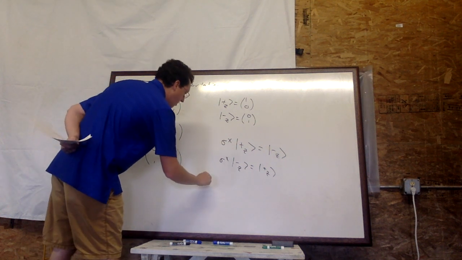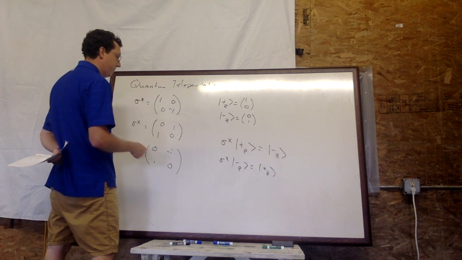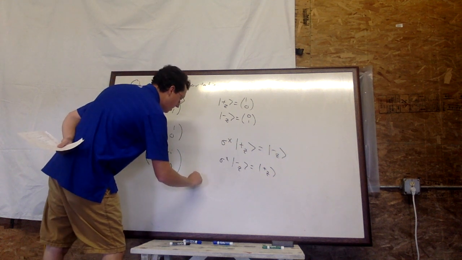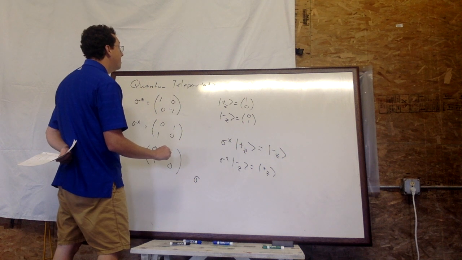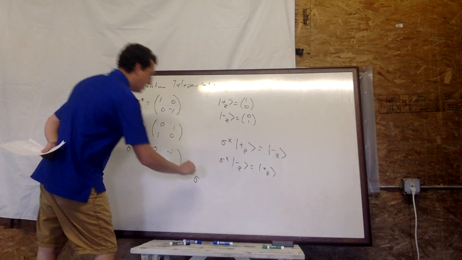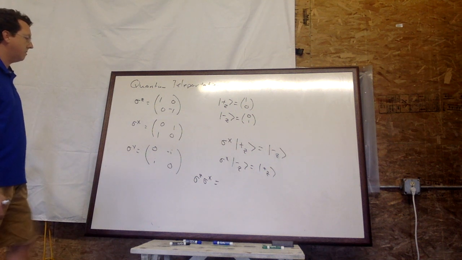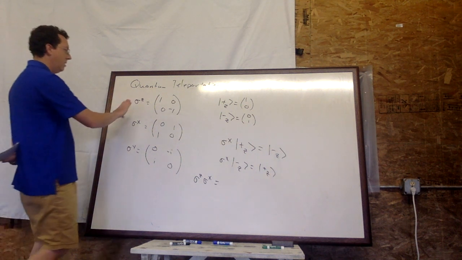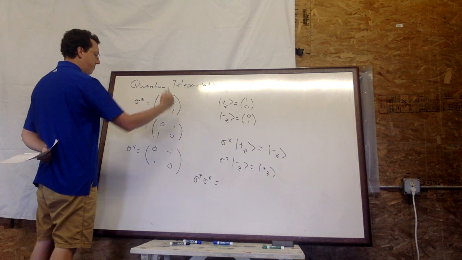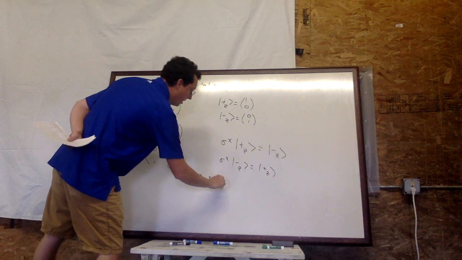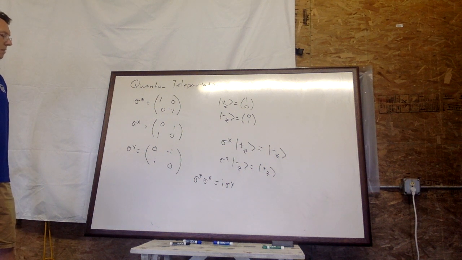It turns out sigma z sigma x, if I take this one, that gives me (0, 1; minus 1, 0), and so that gives me i times sigma y. All right? And I think we saw those a long time ago.